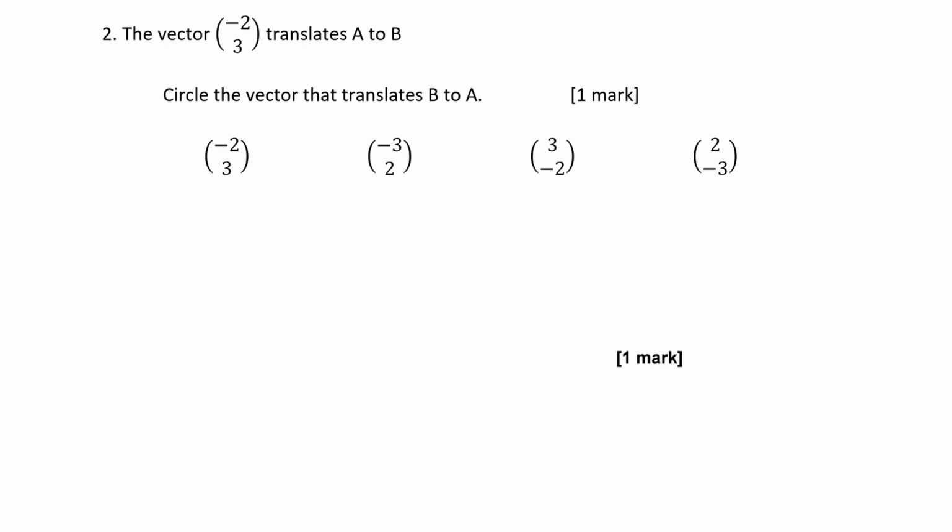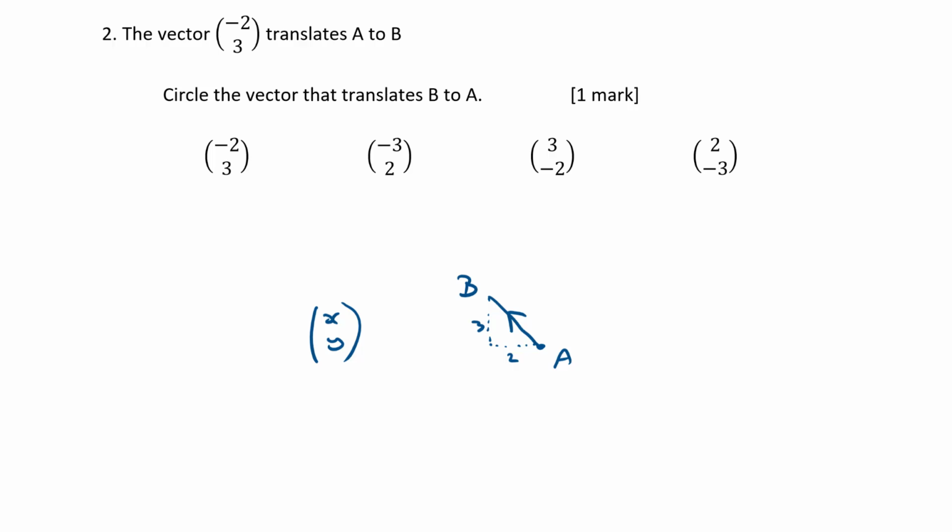Question 2. The vector (-2, 3) translates A to B. Okay, so what does the vector (-2, 3) look like? A vector is always given in the form x over y, so that means I'm going -2 in the direction of x, or 2 units to the left, and 3 units up. So we're going to end up with an arrow from this point down here, which could be A, and up to that one there, which is B.